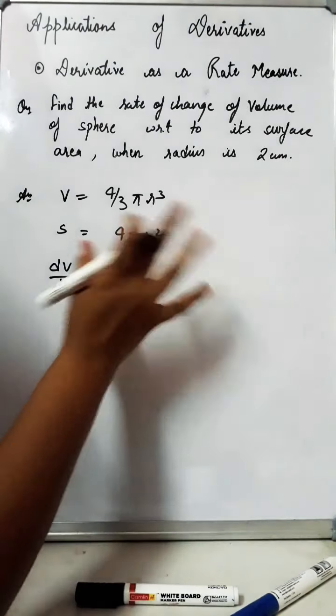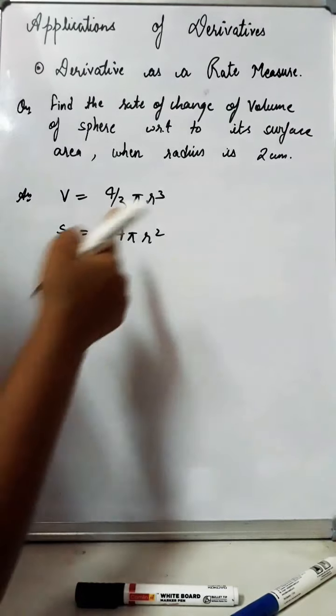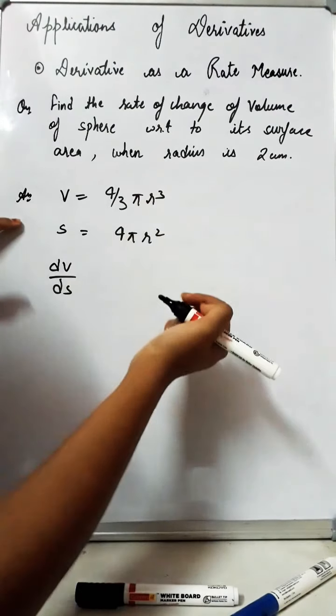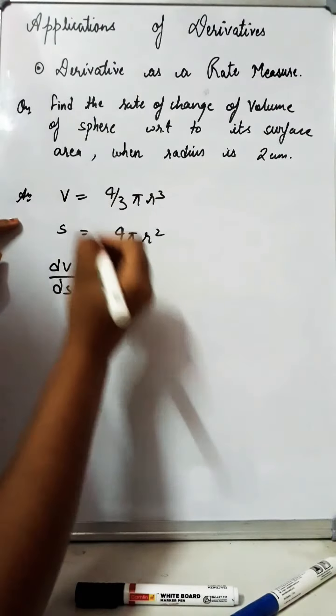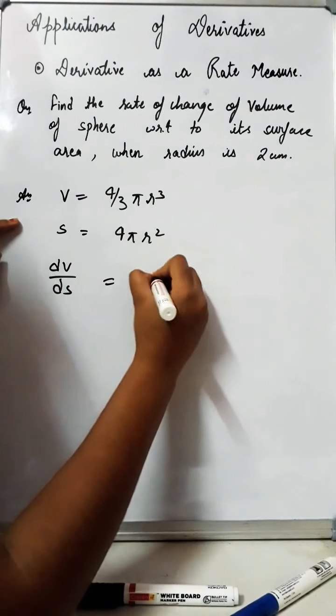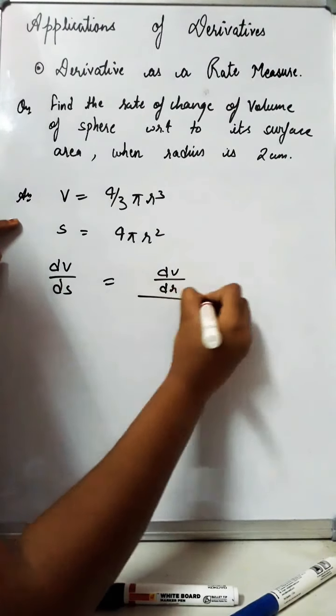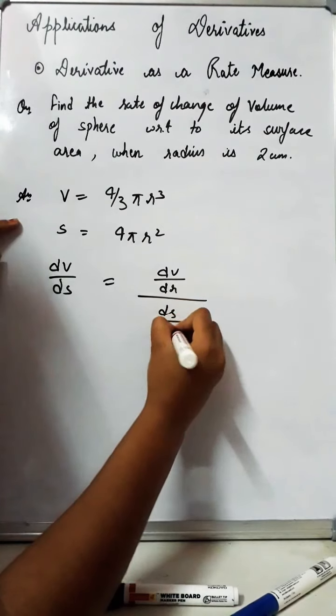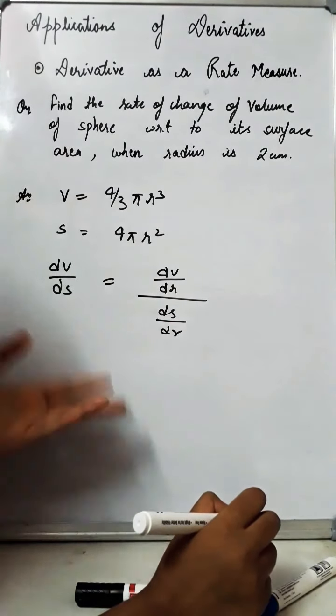Now this is in parametric form, we have already read this. This is in parametric form with the parameter radius, means r. So you can further do it like this, dv dr whole upon ds dr. Okay, this is how you have to differentiate this.